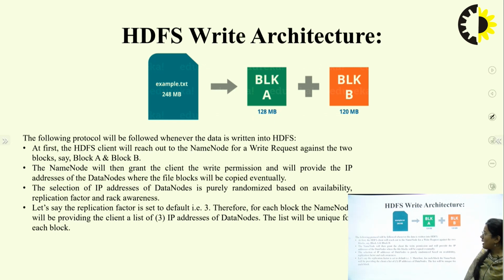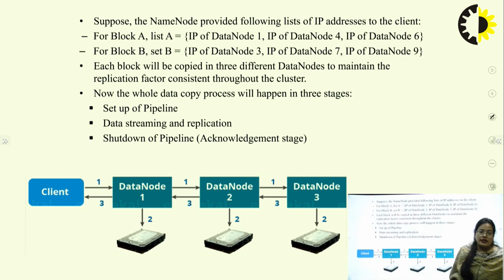Let's say the replication factor is set to default, that is 3. Therefore, for each block, the name node will provide the client a list of 3 IP addresses of data nodes. The list will be unique for each block. Okay, suppose the name node provided the following list of IP addresses to the client.